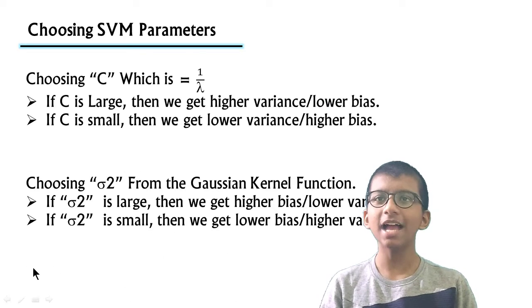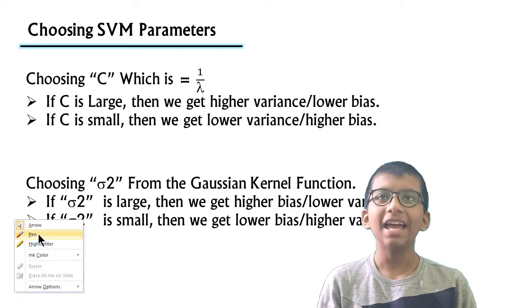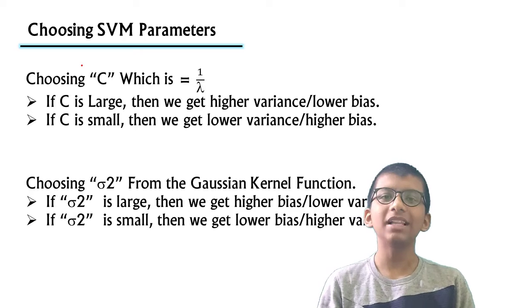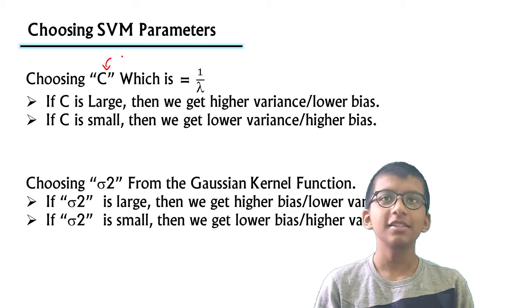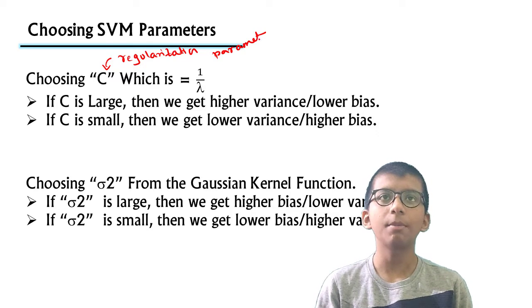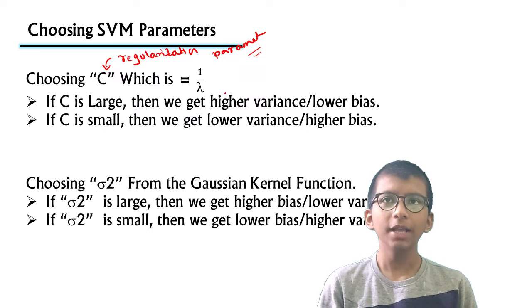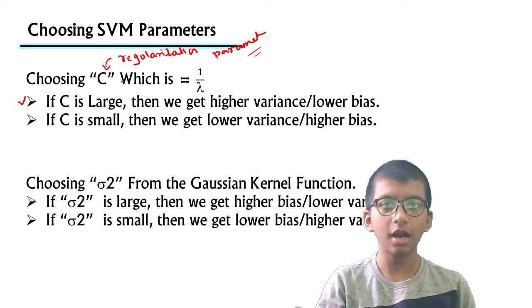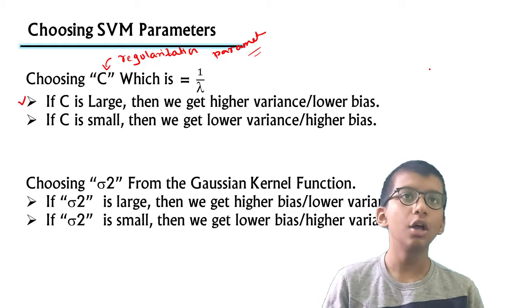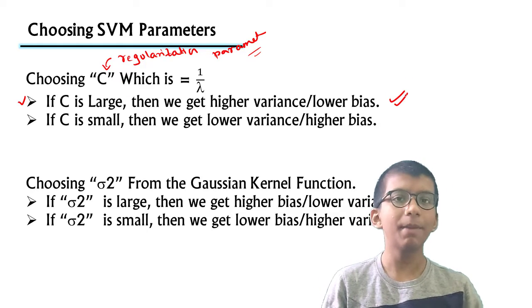First of all, we have to choose our SVM parameters. First we have choosing C, and here C is 1 upon lambda. We usually denote C as a regularization parameter, and it simply equals 1 upon lambda. Okay, and the two notes are: if C is very large, then we get lower variance and lower bias.